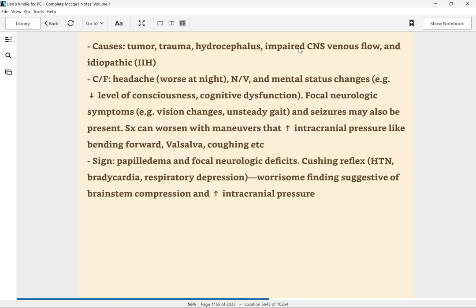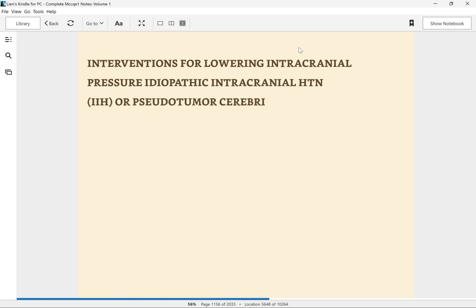Symptoms can worsen with maneuvers that increase intracranial pressure, like bending forward, Valsalva, coughing, etc. Signs: papilledema and focal neurologic deficits. Cushing reflex: HTN, bradycardia, and respiratory depression, worrisome findings suggestive of brainstem compression and increased intracranial pressure. Interventions for lowering intracranial pressure: idiopathic intracranial HTN, IIH, or pseudotumor cerebri.